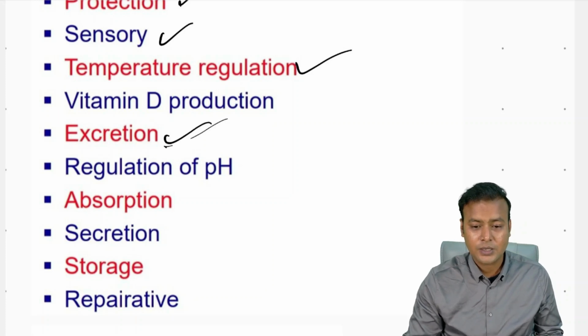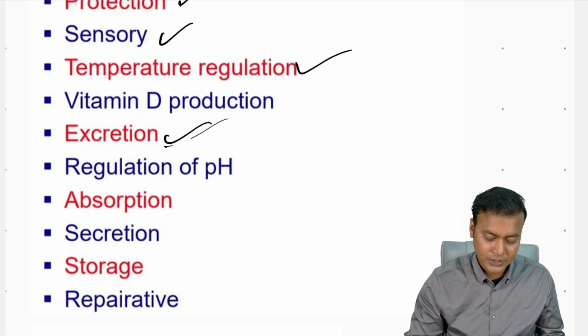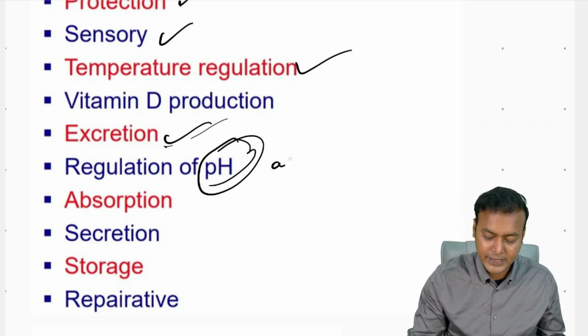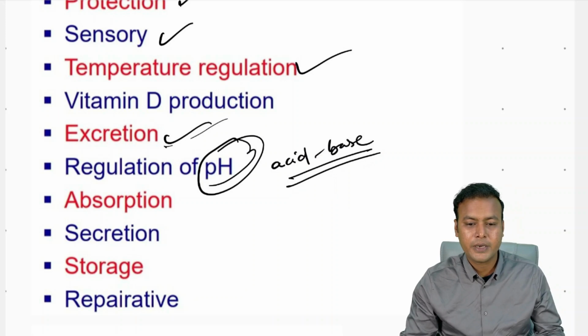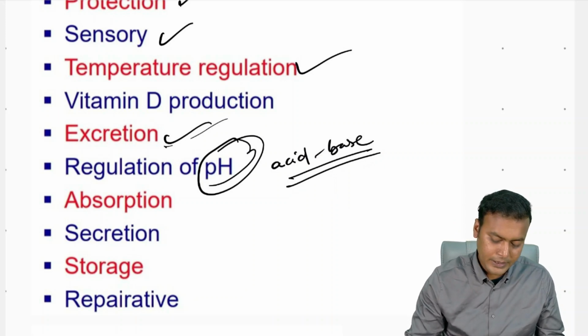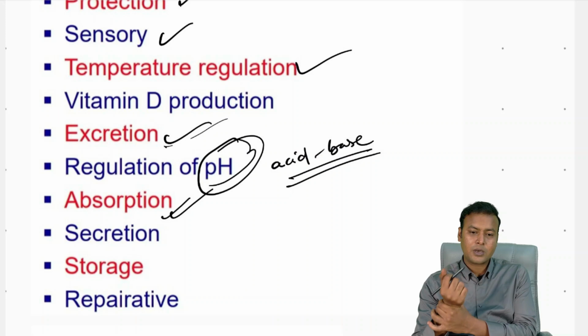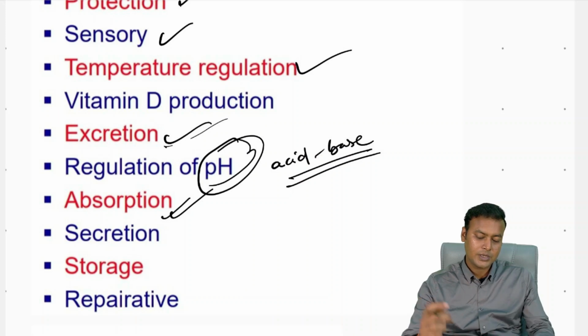Excretion, sweating, and along with our sweat, a large amount of electrolytes and all, they are also lost. So excretion, regulation of the blood body pH. All right. So the acid base balance is also somewhat maintained by the skin. Absorption. Students, when you apply any topical ointment or cream, it gets absorbed into our skin. So absorption is also one of the critical functions.